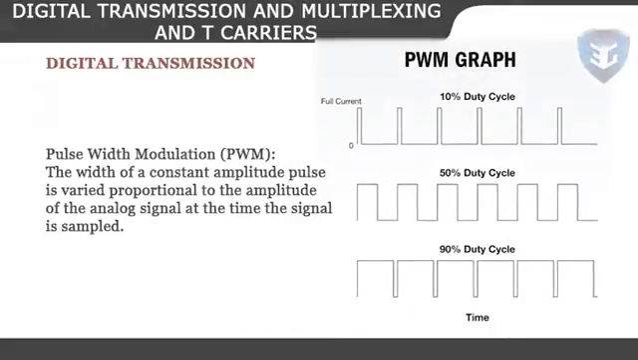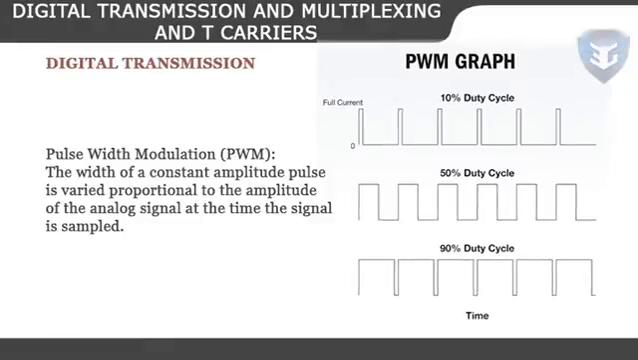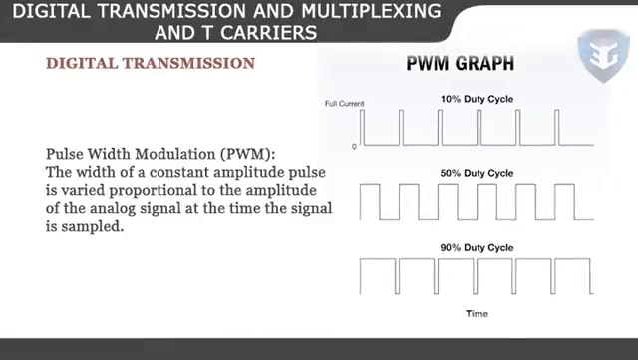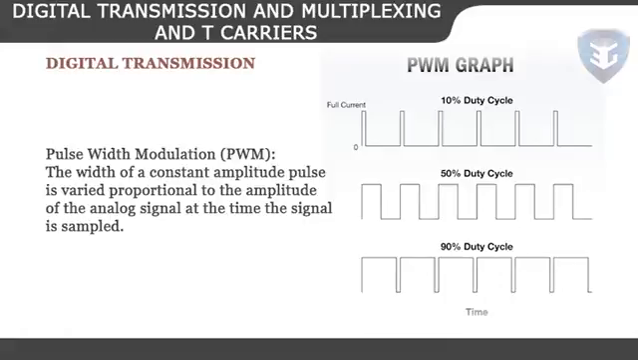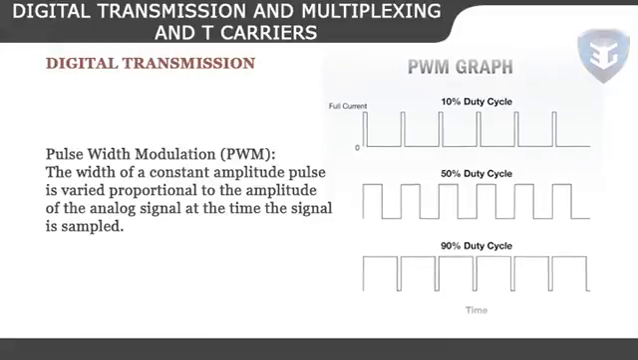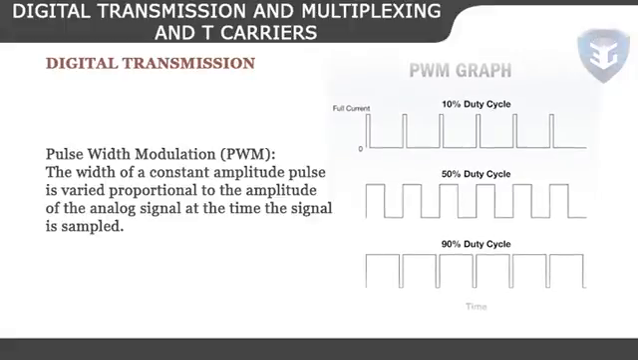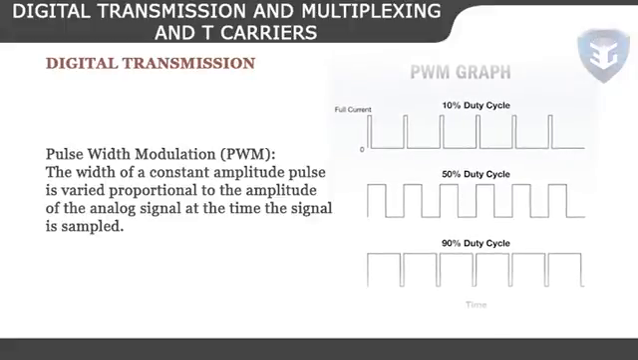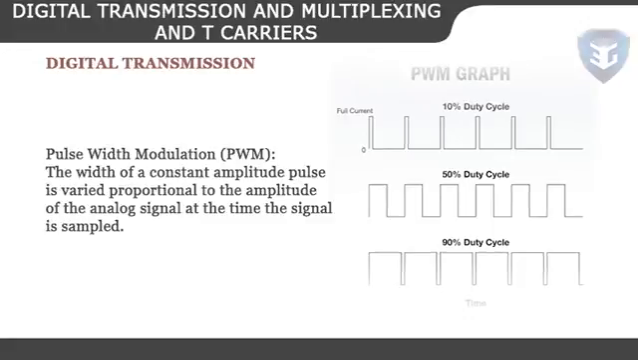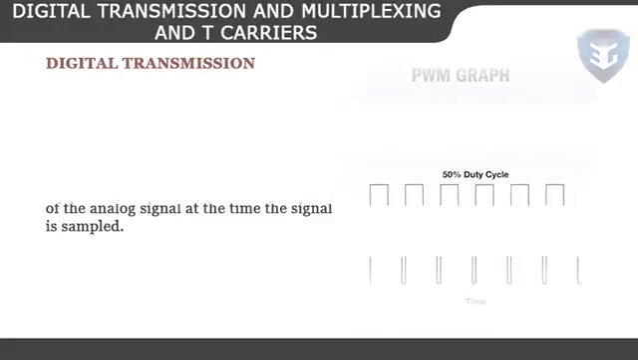Pulse width modulation, or PWM. The width of a constant amplitude pulse is varied proportional to the amplitude of the analog signal at the time the signal is sampled. It is sometimes called pulse duration modulation, or PDM, or pulse length modulation, PLM.